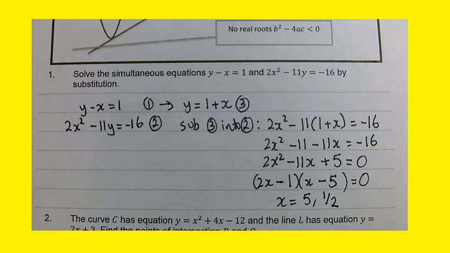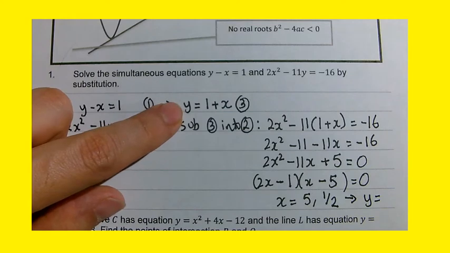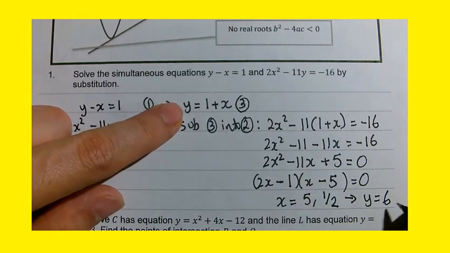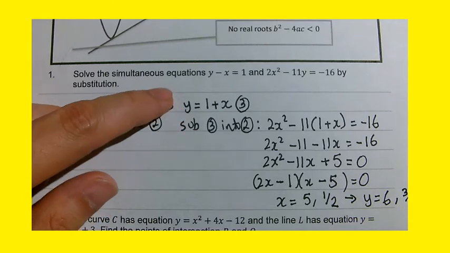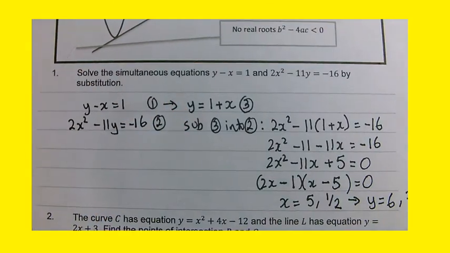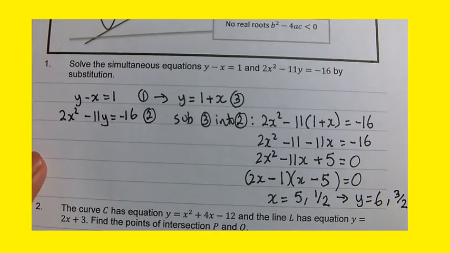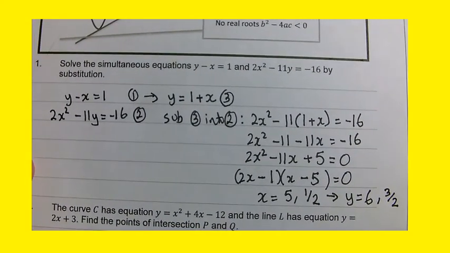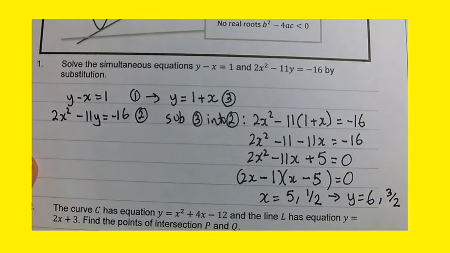But remember, we also want the y values, okay? And what we can do is substitute those x values separately into this one or this, either one. So I'm just going to substitute into this. If my x value is 5, then the y value for that will be 6. If the x value is a half, the y value for that will be 3 over 2. Okay, so I can write that as a coordinate, or I can just write it in that form. Okay, so that is the solution for that simultaneous equation.